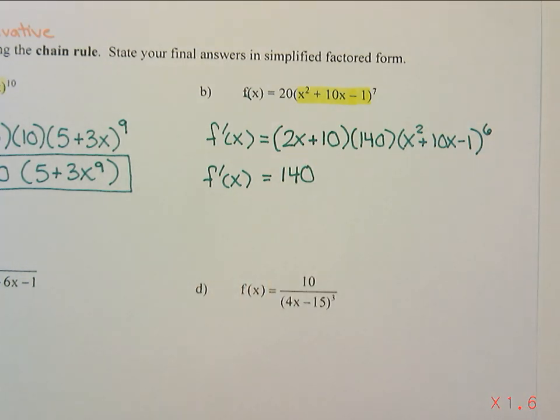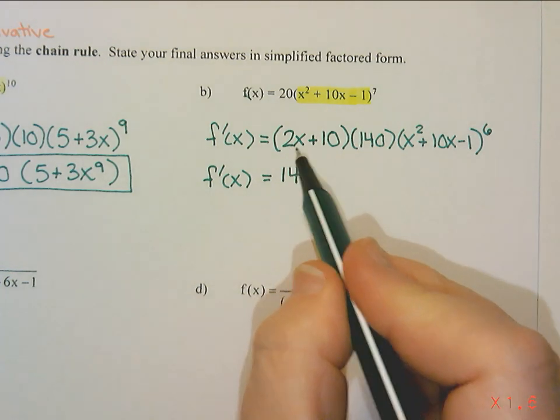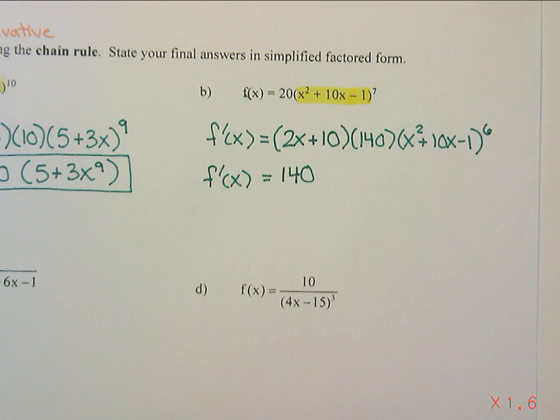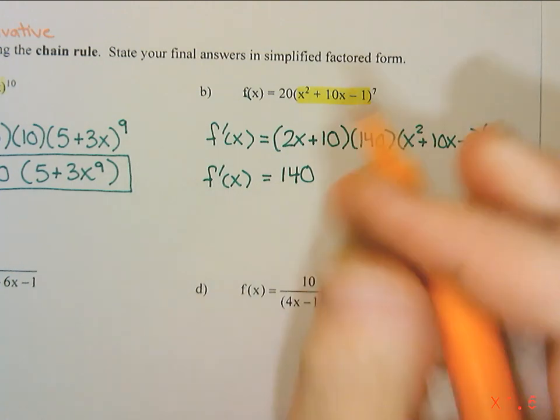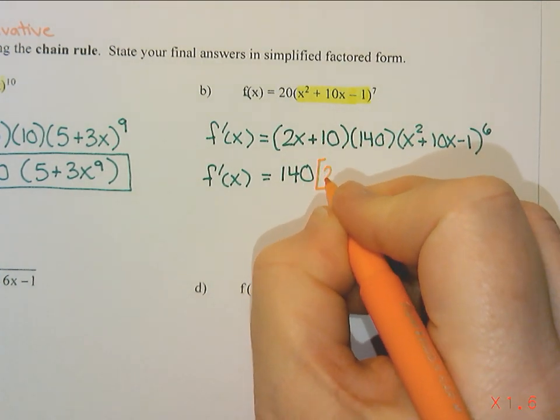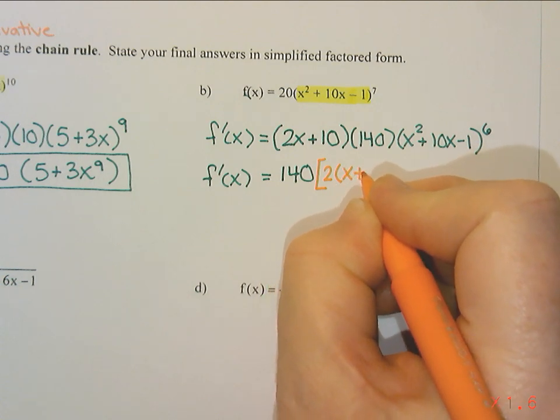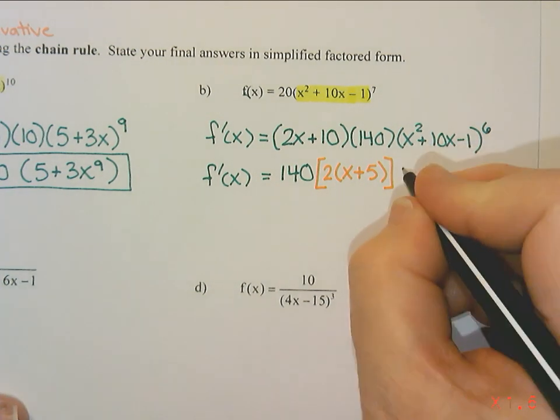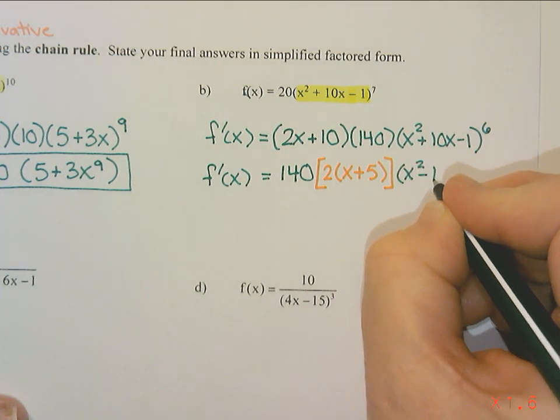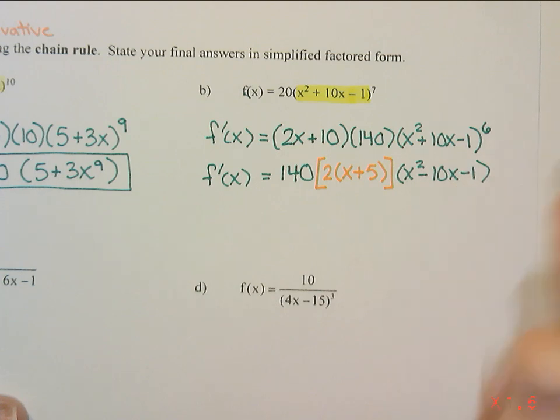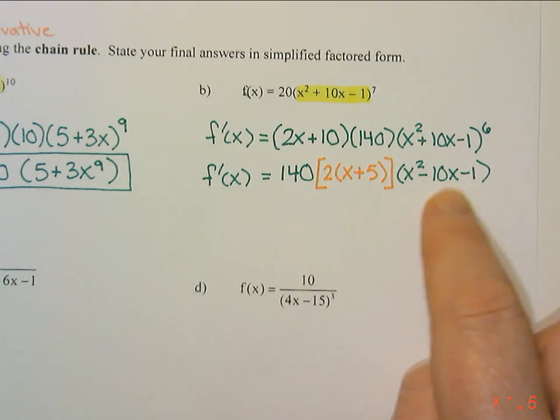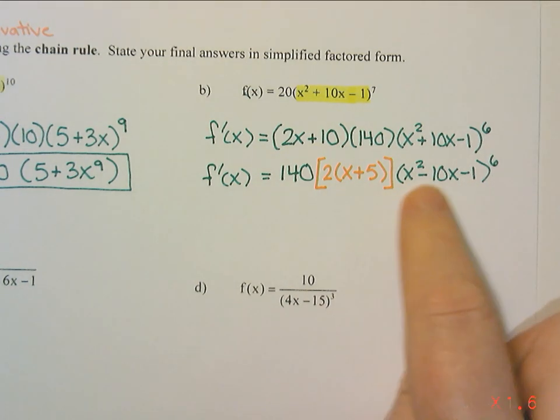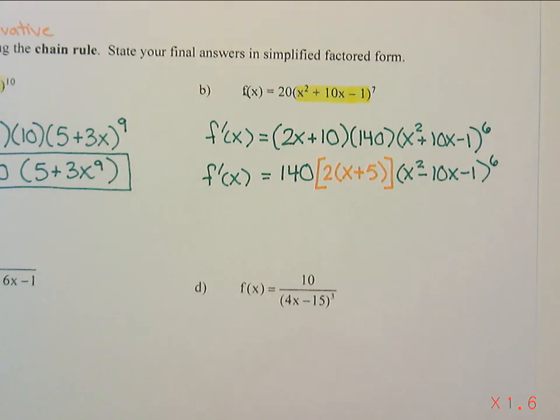Now the 2x plus 10 is actually not fully factored, right? I can divide both of those by a 2. So I think I'm going to divide out a 2. So I'm going to say this is 2 times (x plus 5) times (x squared plus 10x minus 1). By the way, this does not factor. There are no 2 numbers that add to 10 and multiply to negative 1. If it wasn't factored in the beginning, I wouldn't worry about factoring it here.